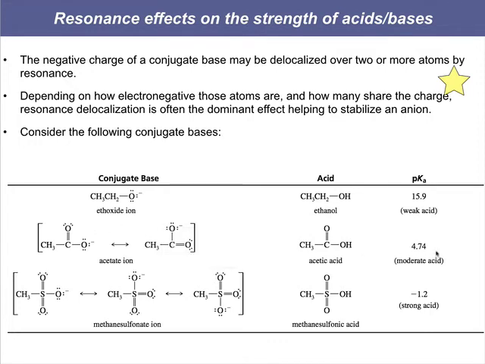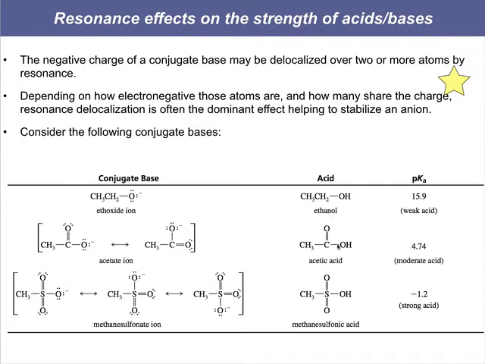And if we look at the pKa, we go down from 15.9, about 16, to about 4.75. That is a significant increase in acidity. The increase in acidity, the difference in acidity between ethanol and acetic acid, is due to the fact that the negative charge in acetate can be delocalized, and that makes it much more stable. The stability of acetate means that acetic acid is more likely to give up the H+.